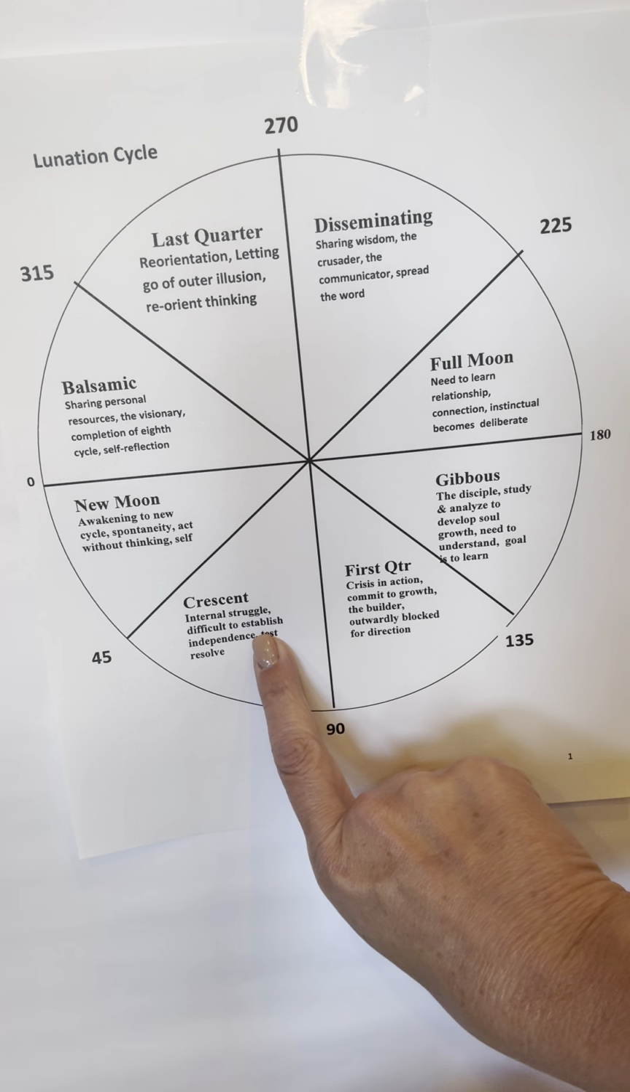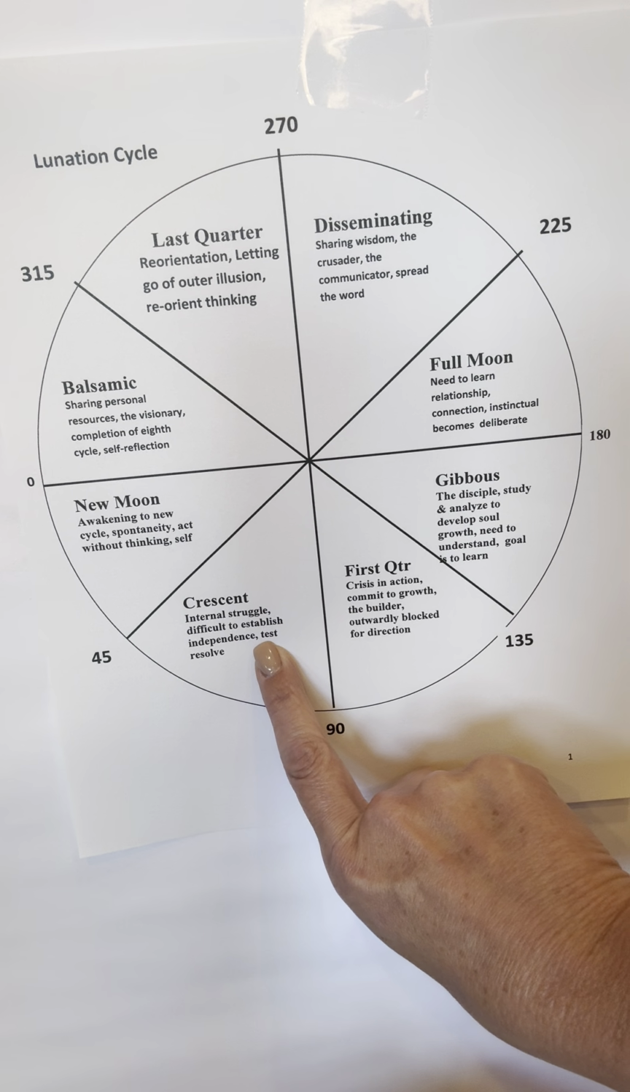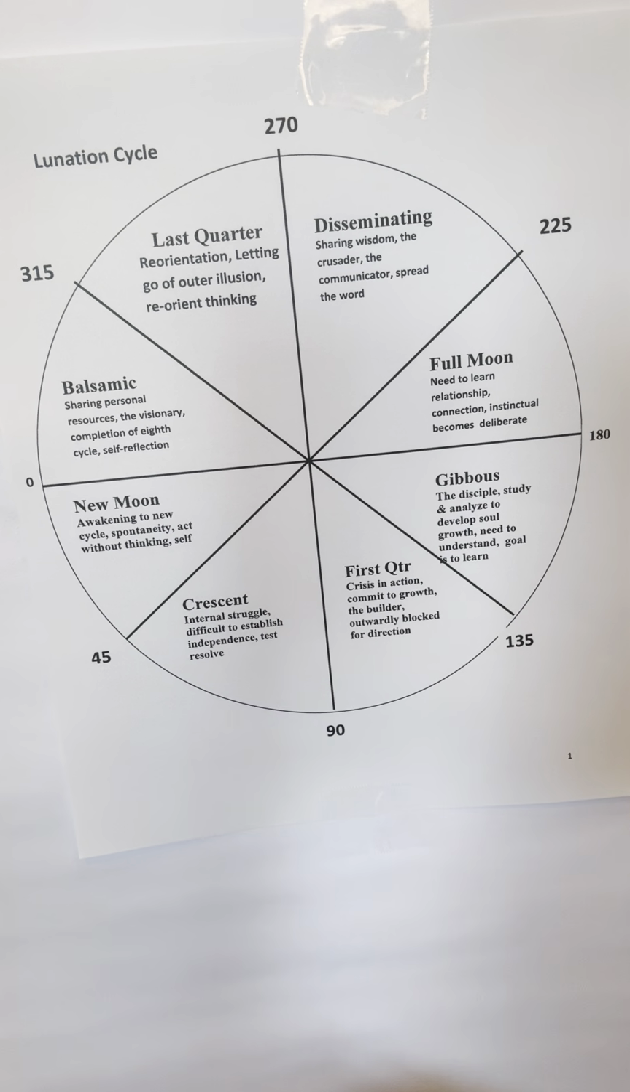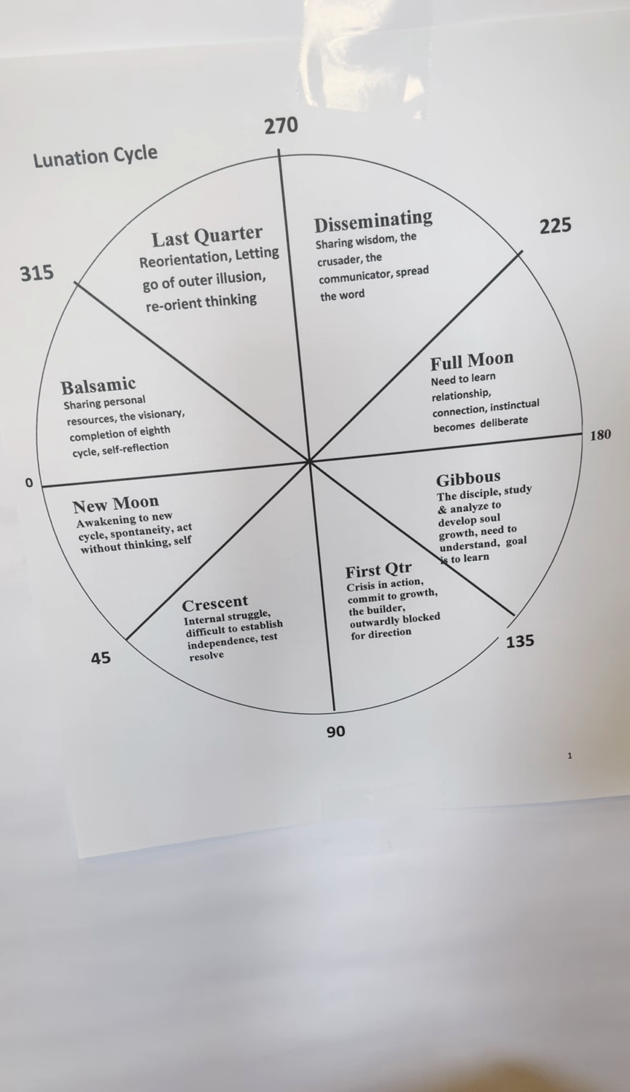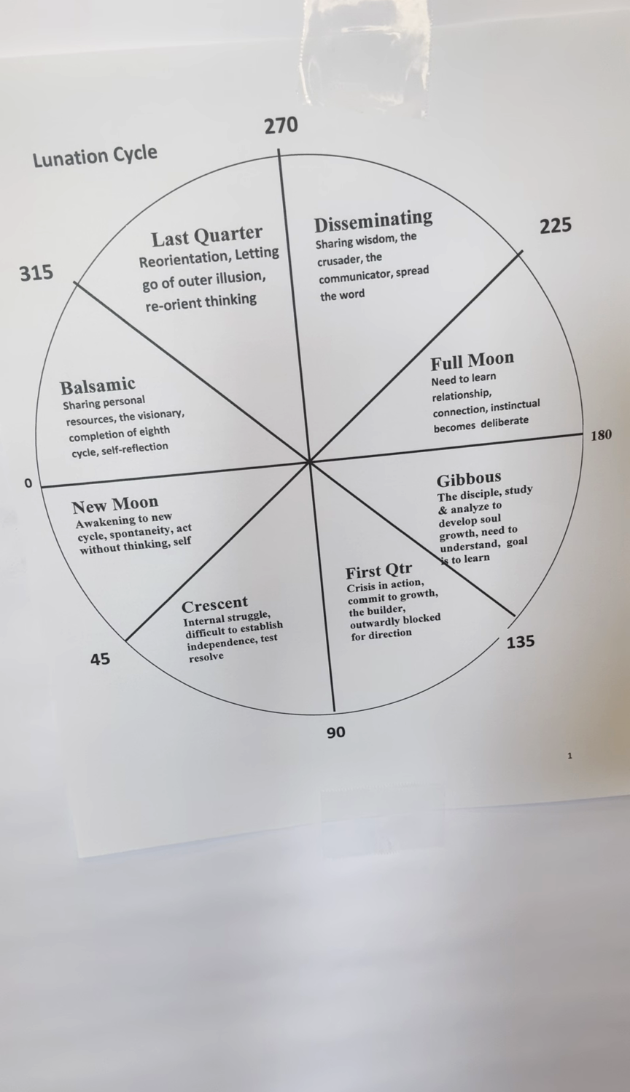Crescent moon phase, 45 to 90 degrees. This phase brings an internal struggle between moving forward and returning to what's safe. There may be an urge to give up, but the soul instinctively knows that it can't. And crescent moon people repeatedly have their resolve tested, and I can relate to that as a crescent moon baby. It's really hard to establish independence.